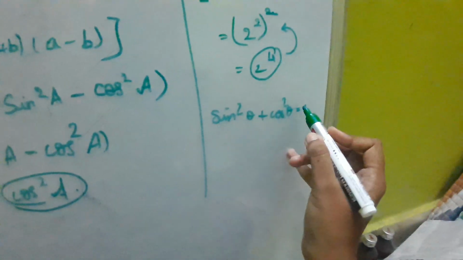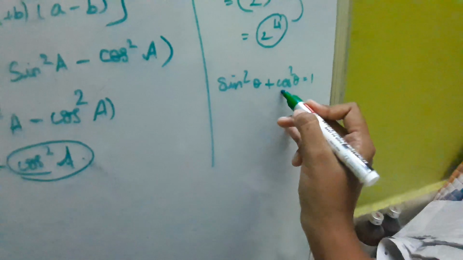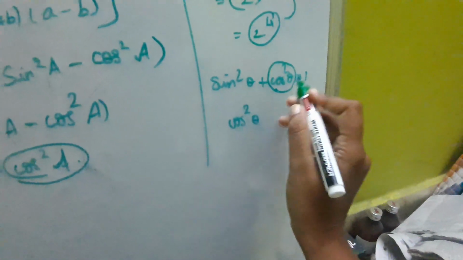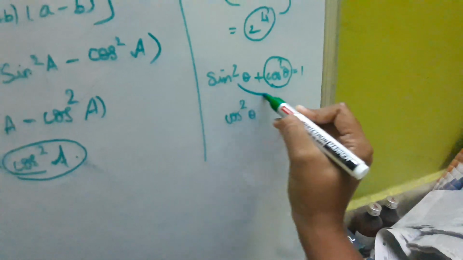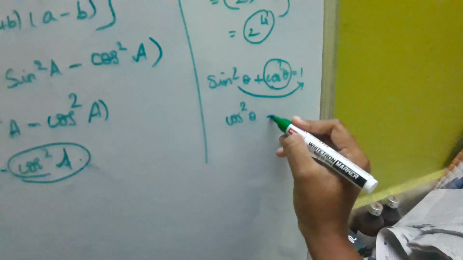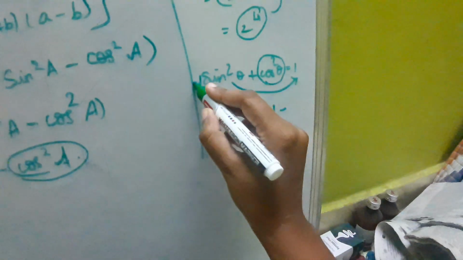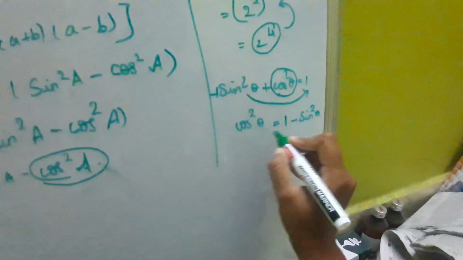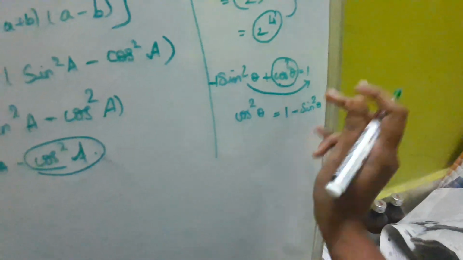We know that sin square theta plus cos square theta is equal to 1. So instead of cos square theta, what can we do? Cos square theta alone I am keeping here and moving sin square theta from LHS to RHS. It was plus, it will become minus. So 1 minus sin square theta. So instead of cos square theta we can write 1 minus sin square theta, right?